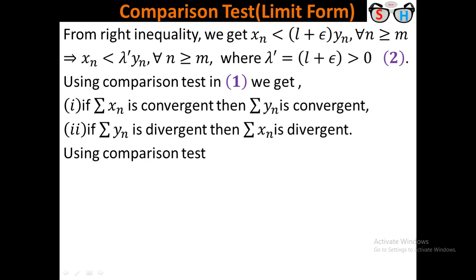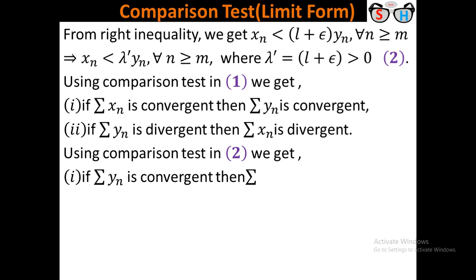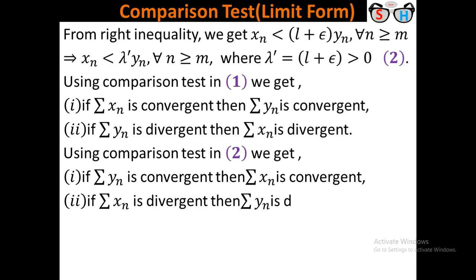Using the comparison test in 2 we get, here the larger series is summation yn and the smaller series is summation xn, in the sense of after the step m. So if summation yn is convergent, then summation xn must be convergent, and when the smaller series is divergent, that is, when summation xn is divergent, then summation yn must be divergent. So you see that when xn is convergent, then yn is convergent. When xn is divergent, yn is divergent.